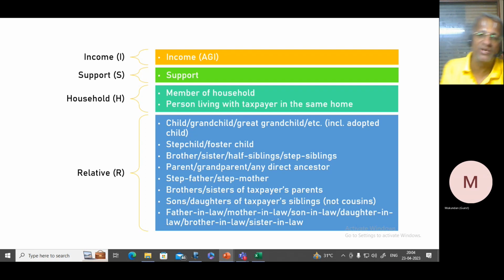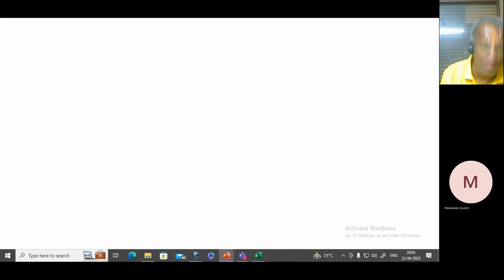Child, grandchild, great grandchild, etc., including adopted, stepchild, foster child, brother, sister, half sibling, step sibling, parent, grandparent, any direct ancestors, then stepfather, stepmother, brothers, sisters of taxpayers, parents, then uncle, aunt, and all that. Sons, daughters of taxpayers' siblings, but not cousins, father-in-law, mother-in-law, son-in-law, daughter-in-law, brother-in-law, sister-in-law. Correct? I've brought all this list just for the sake of creating an exhaustive list of those items.